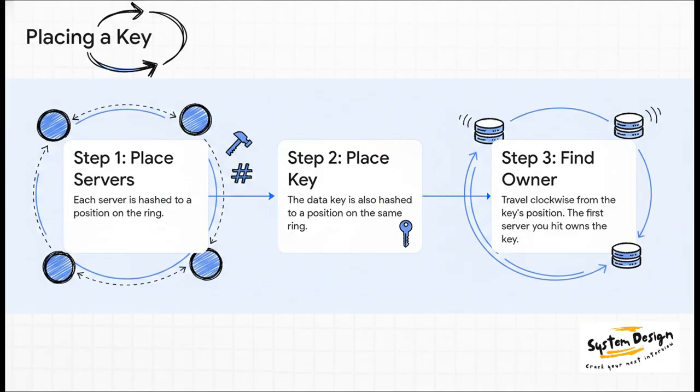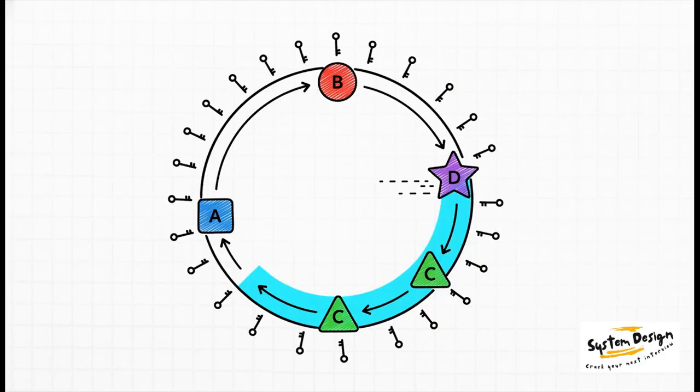So where does the data go? Easy. You just start at the key's position and walk clockwise until you bump into the first server. That's its home. That's it. All right, now for the moment of truth. Let's add our new server, server D.